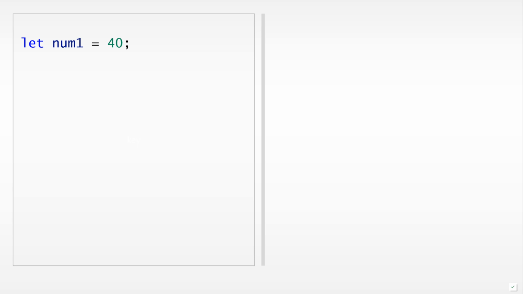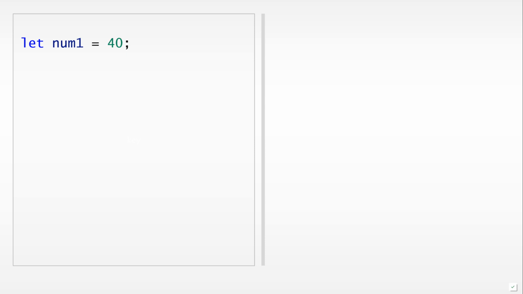If we start off with a line of code where we place the number 40 inside of a variable, let num1 equal to 40, 40 in this case would be a value, and this value would be of the number type. Considering that this is source code, we can also refer to the 40 as a numeric literal.